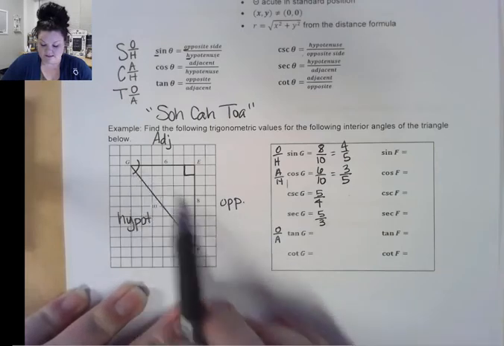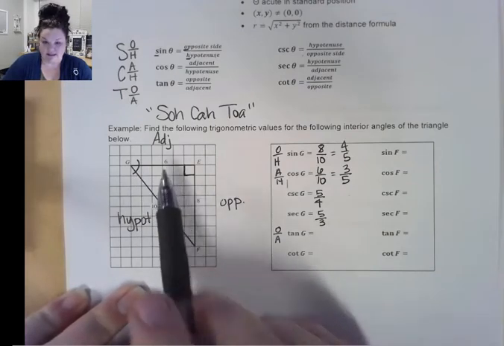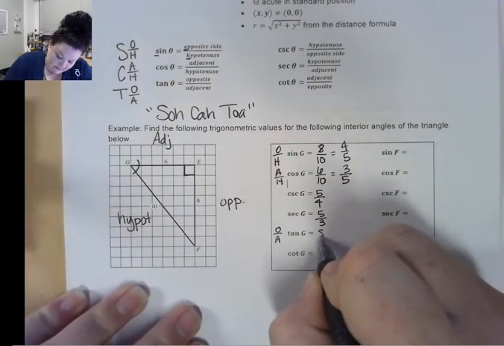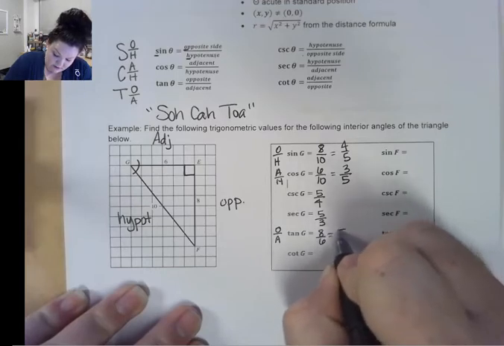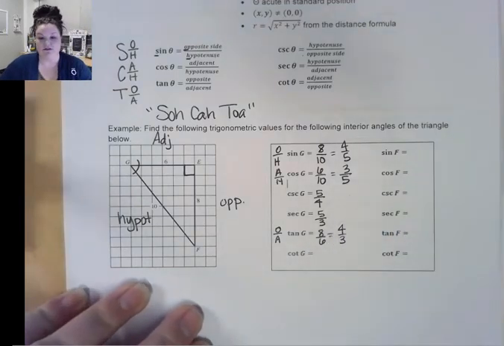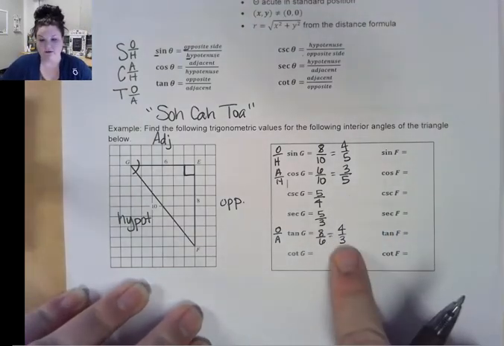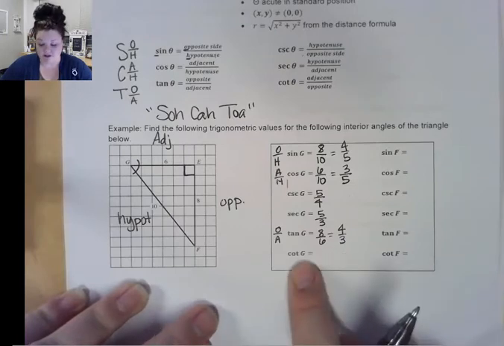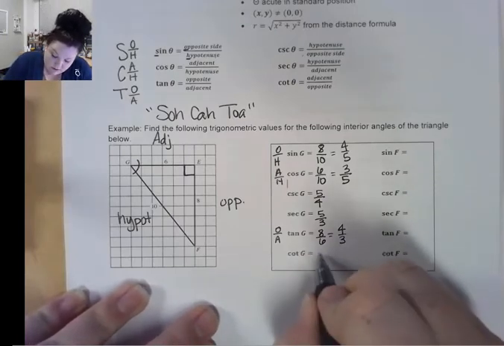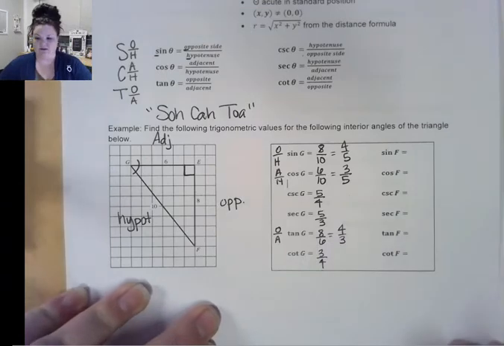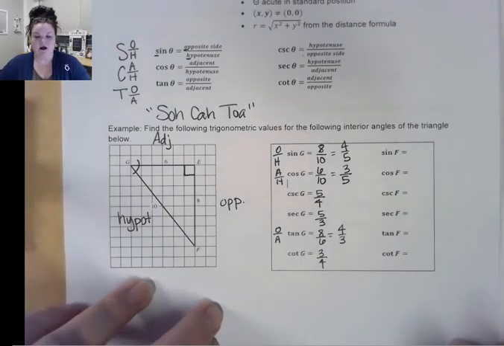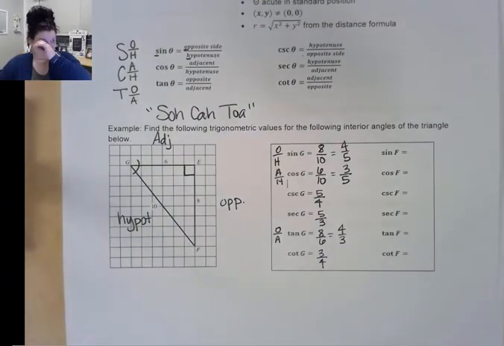So our opposite side is 8, our adjacent side is 6, so that gives me 8/6, which then reduces down to 4/3. Okay, and now that we know what tangent is, we can easily get cotangent just by doing the reciprocal. So this becomes 3/4. All right, so not too bad. We've already done trig function values before.